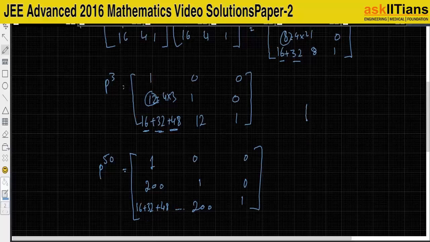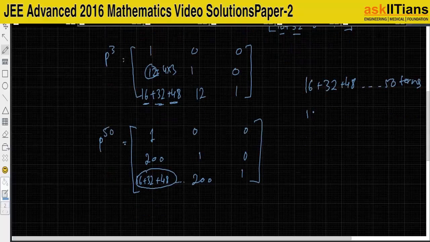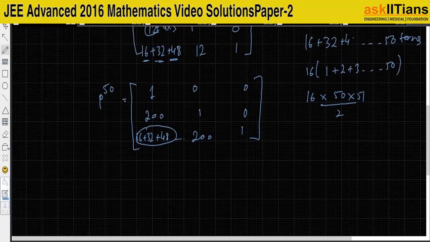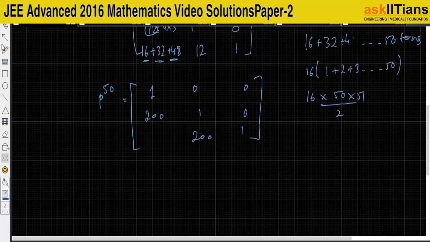Now what will be the summation of this series, 16 plus 32 plus 48 up to 50 terms? This is what I'll get here. Now this series is nothing but, if I take 16 common, I'll get 1 plus 2 plus 3 till 50. So this can be written as 50 into 51 divided by 2, n into (n plus 1) by 2. So I can simply write 16 into 50 into 51 divided by 2. I'll get this as the element.